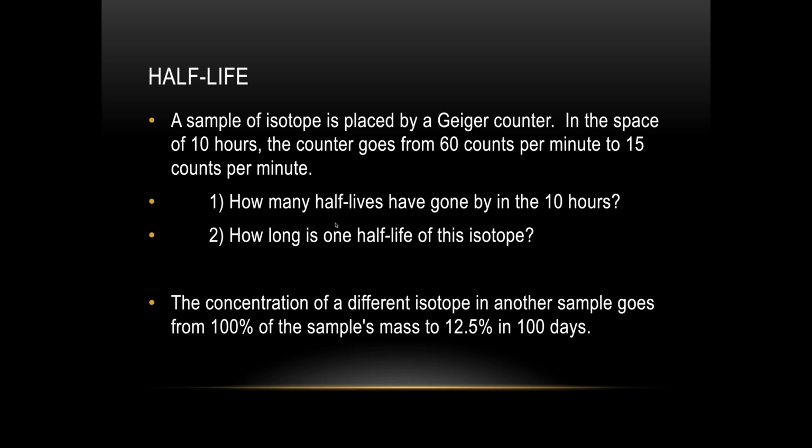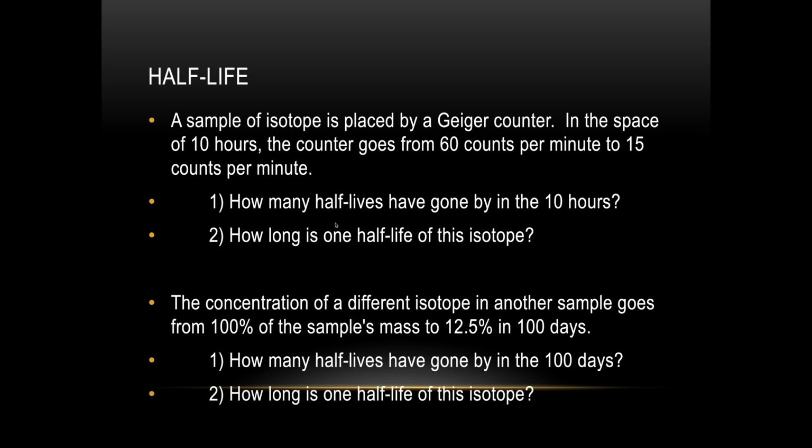Let's say we have a concentration of a different isotope in another sample, and it goes from 100% to 12.5% in 100 days. How many half-lives have gone by? Well, the first half-life would see us go from 100% to 50%. The second half-life would go from 50% to 25%. And then the third half-life would take us to 12.5%. So it takes 3 half-lives, 3 cuttings in half of 100 to get to 12.5. 3 half-lives in 100 days. So how long would each half-life be?